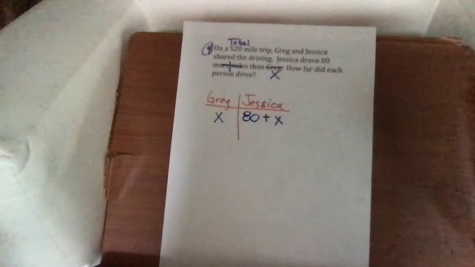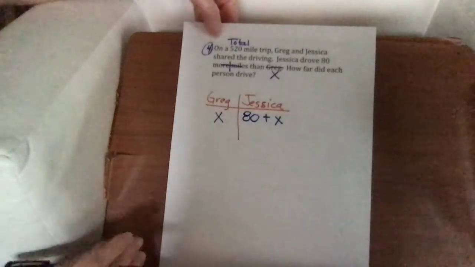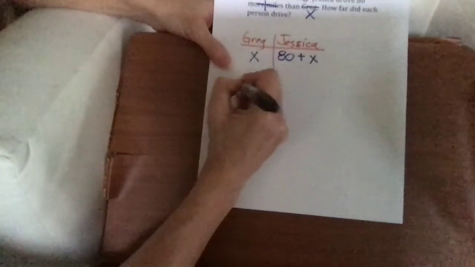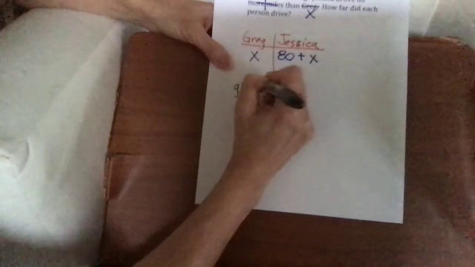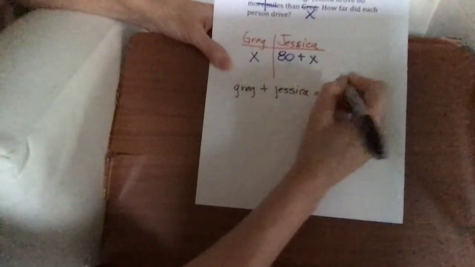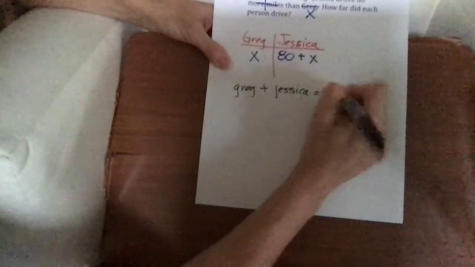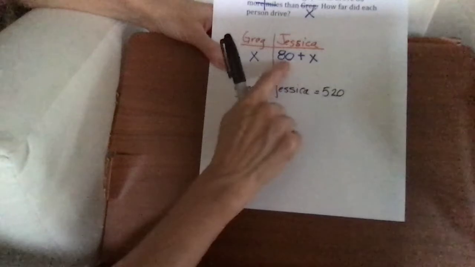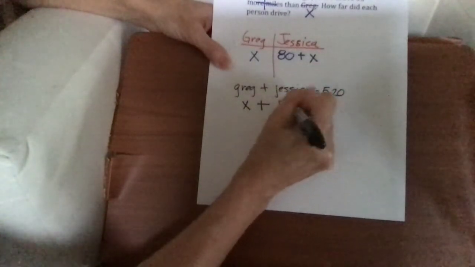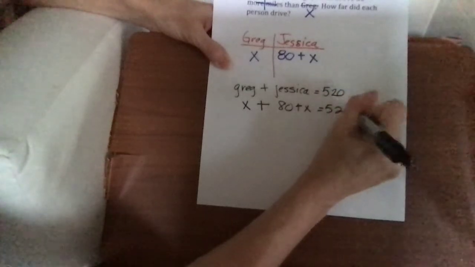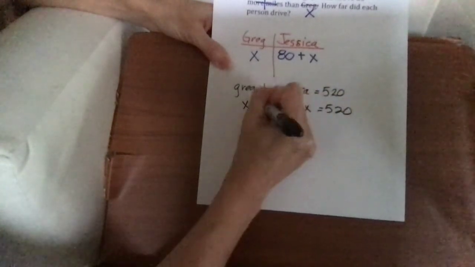So now we need an equation. We know that they went a total of 520 miles. So basically what we have is Greg plus Jessica equals 520 miles. Greg is x plus Jessica is 80 plus x, and it equals 520. And that's your equation.